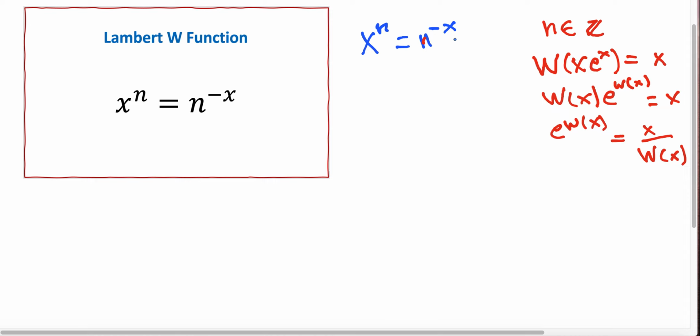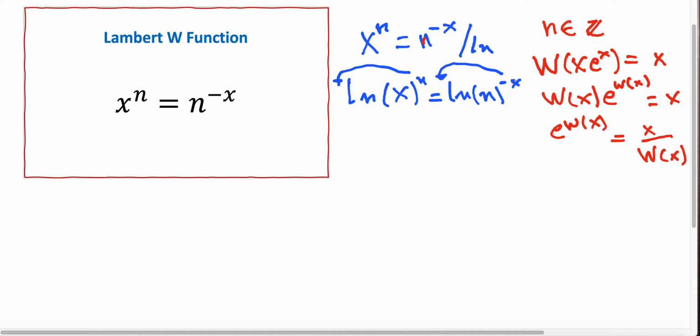And now let me take ln on both sides. If we take ln on both sides, we have ln of x to the power n is equal to ln of n to the power minus x. And according to the properties of logarithms, we can put the exponents in front, and the same thing on the other side. Now we have this form: n times ln of x is equal to minus x times ln of n.